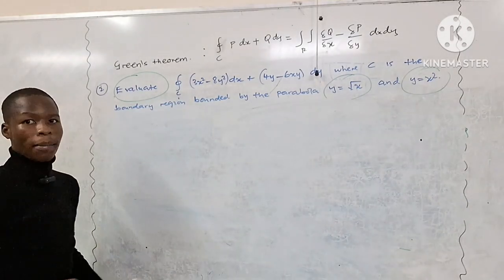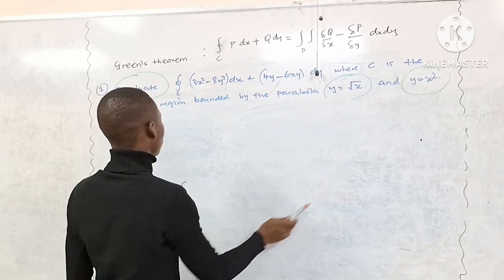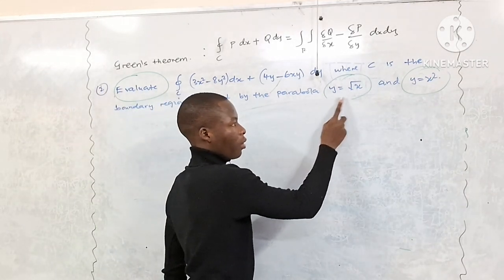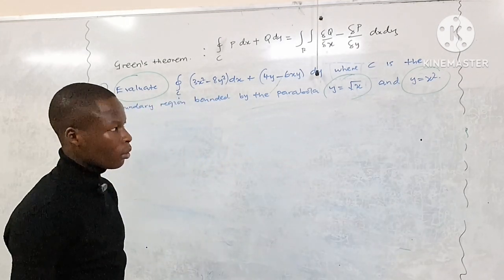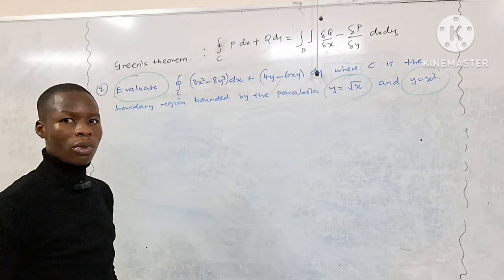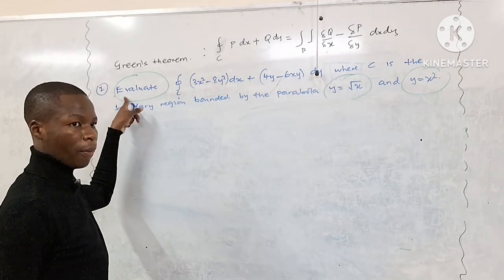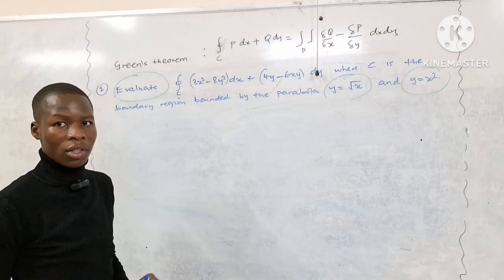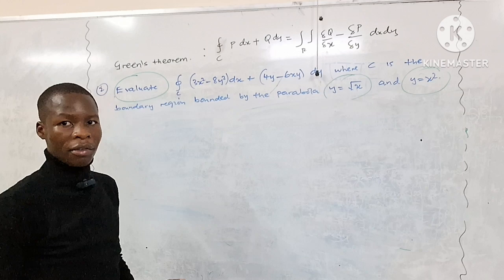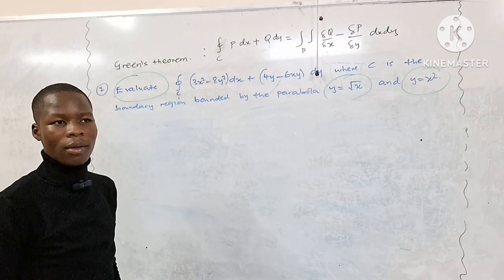Okay, question number 2. Evaluate this, where C is the boundary of the region bounded by the parabola this and this. In the previous lesson, I told you that you are supposed to draw the graphs first, and you have to understand the question. The question is saying evaluate. It is not saying verify. If it is saying evaluate, this is easy.